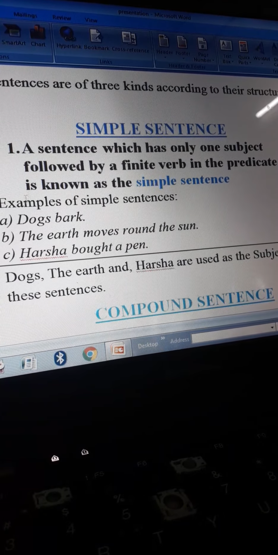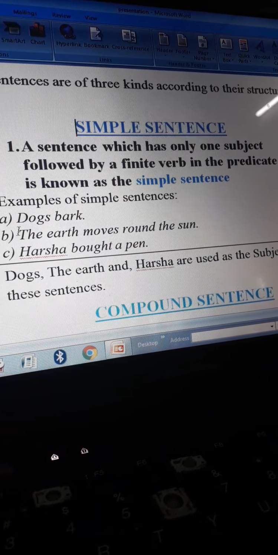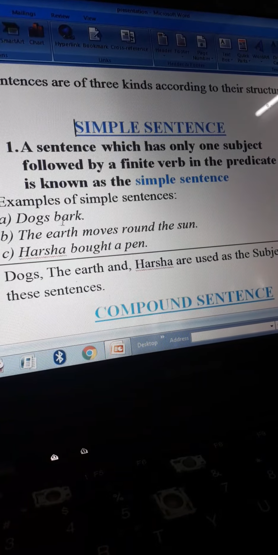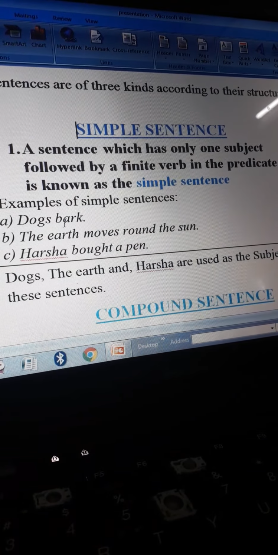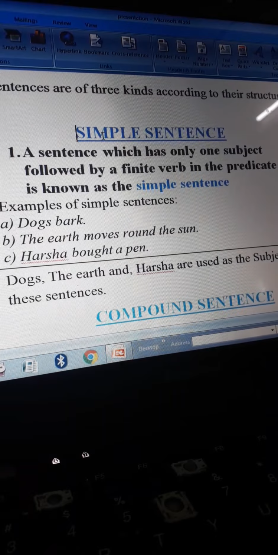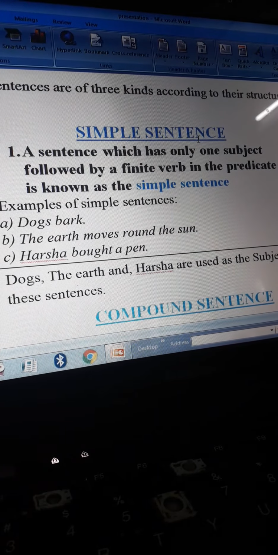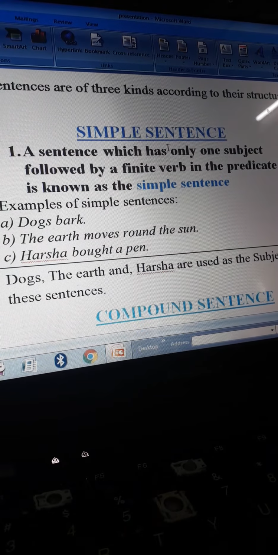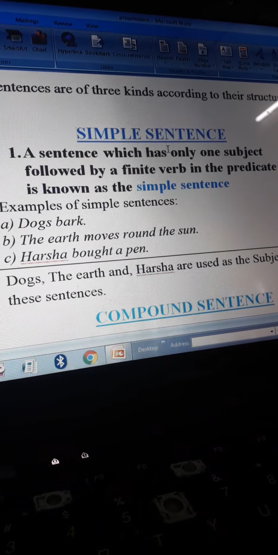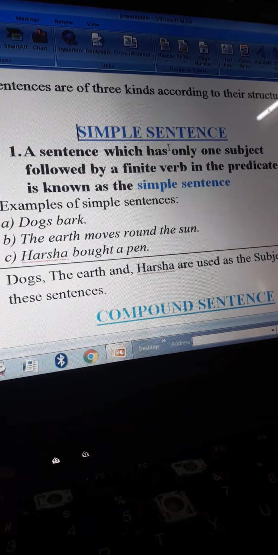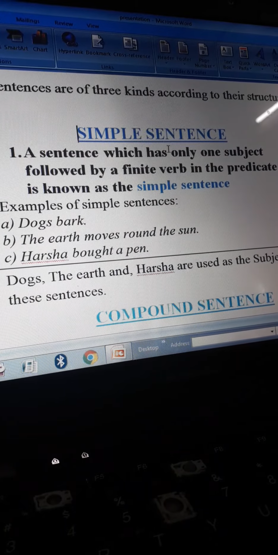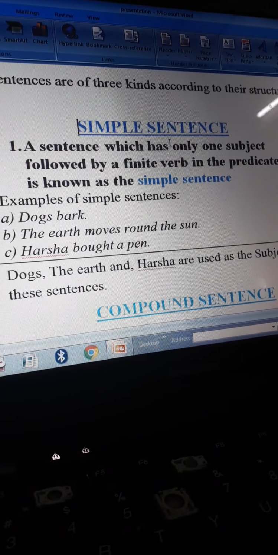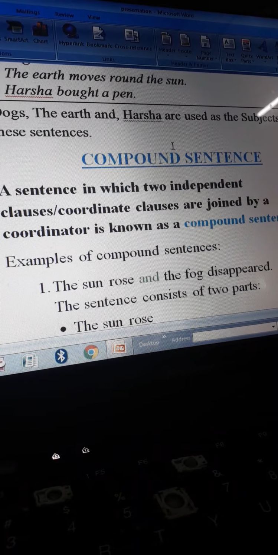So, the sentences in which we have only one subject and one verb are referred to as simple sentences. Okay, so I hope simple sentence is clear to you, which has only one subject and one verb. Clear? Next, compound sentence.